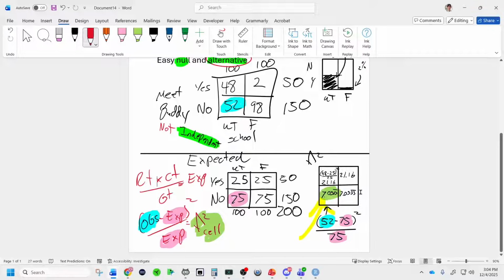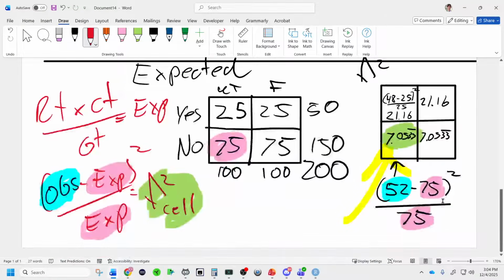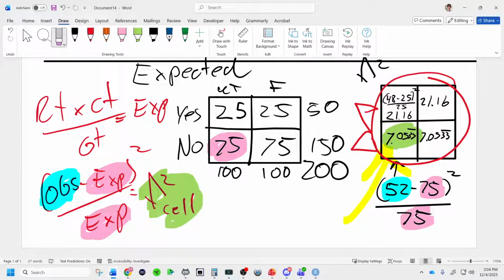So what do we do now? Who knows the next step after you have all your cell chi-squareds? We found all the cell chi-squareds. What do we do next? There's a full chi-squared test right here. We add them up. Yep, you take the sum of all these right here. And this is the value right there. It's 21.16.